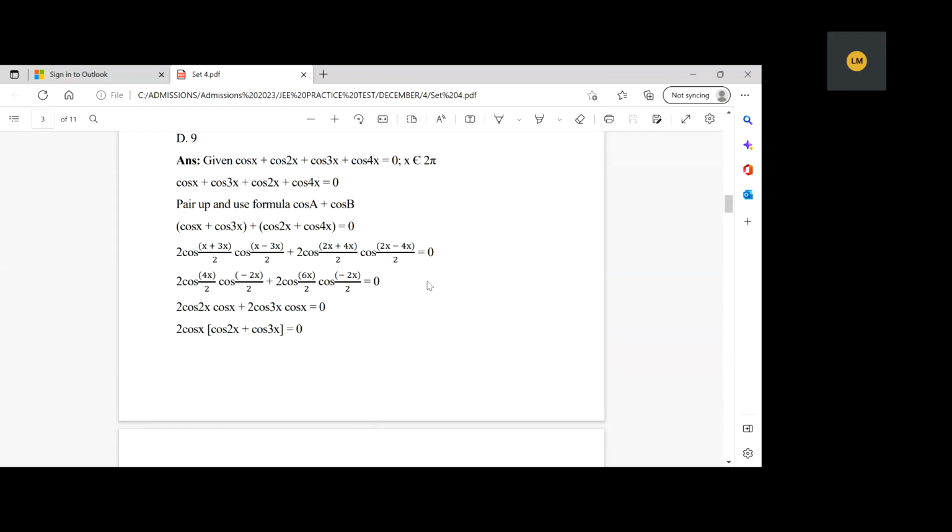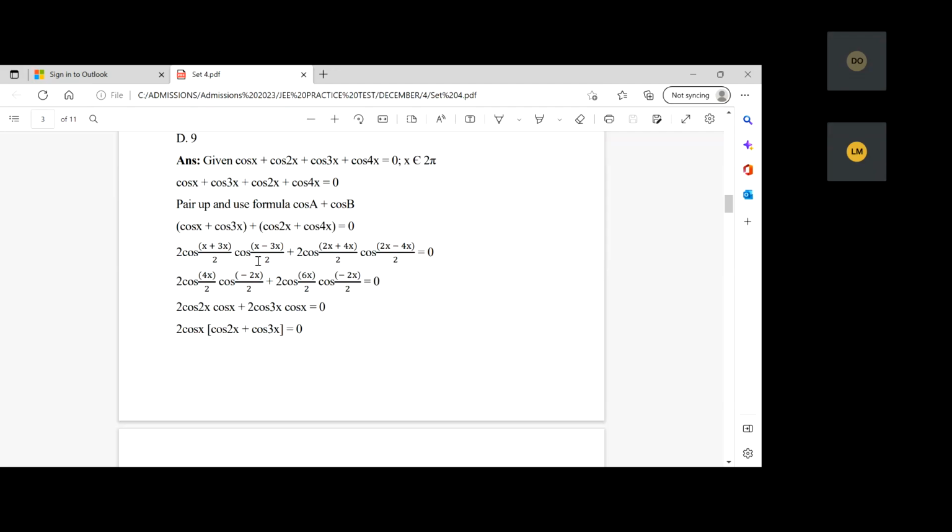So this is something which is given in the question: cos x plus cos 2x plus cos 3x plus cos 4x equal to 0, x belongs to [0, 2 pi]. I'm just going to use the formula cos A plus cos B that we have studied in the list of formulas. So I'm going to rearrange them: cos x and cos 3x as one term, and cos 2x and cos 4x as the other term. So what will cos A plus cos B be? 2 cos (A plus B)/2 cos (A minus B)/2.